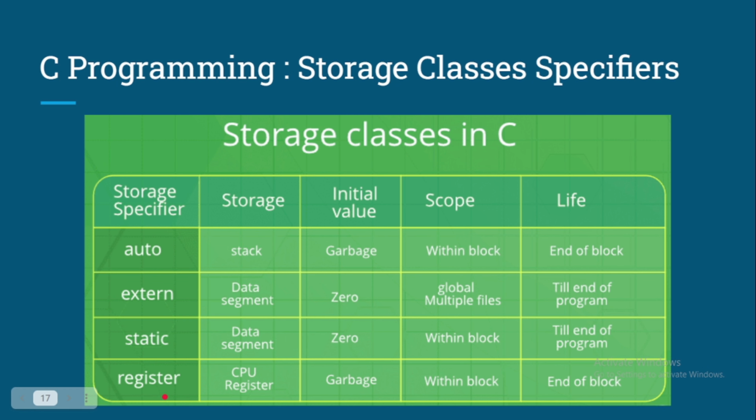So what is register? Register is the same as an auto variable. The only difference is that register stores the value in a CPU register, and the rest is the same as auto. In auto we store the variable in a stack, but in register we store the value in a CPU register, to increase the execution speed of the program. So those are the storage specifiers in C programming, and we can use them as per our need.